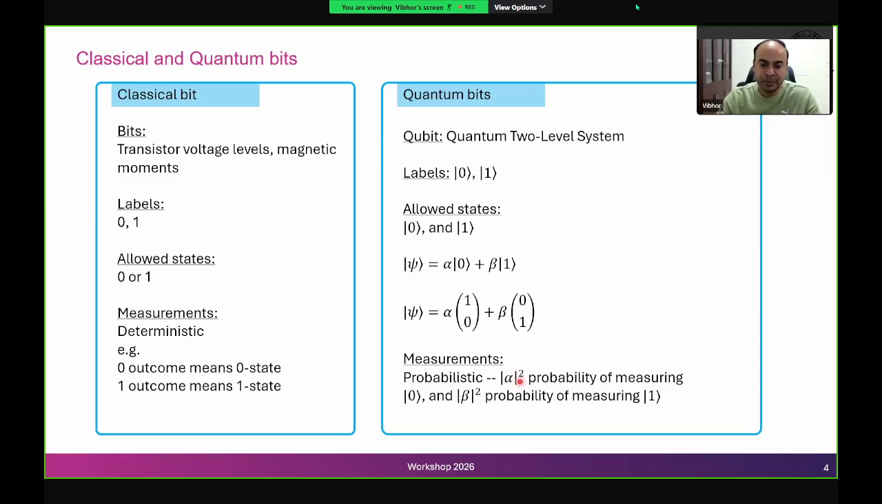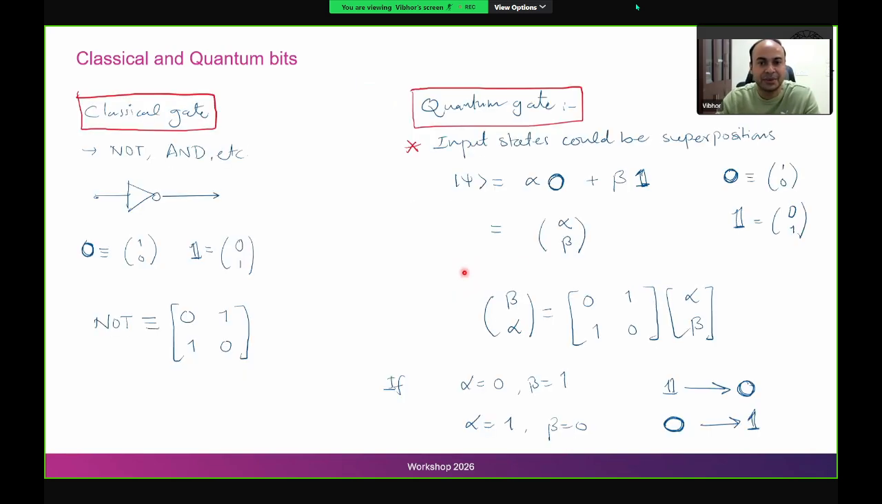And by measuring those probabilities by preparing the system identically, we can learn what the fraction in the superposition is for the 0 state and for the 1 state. So that's one stark difference for quantum bits.